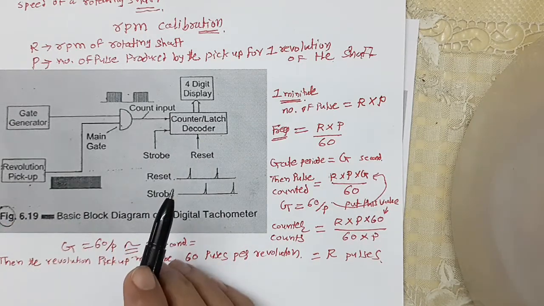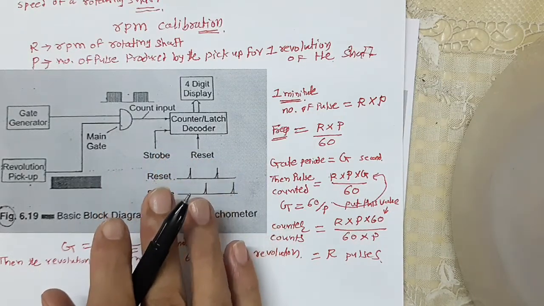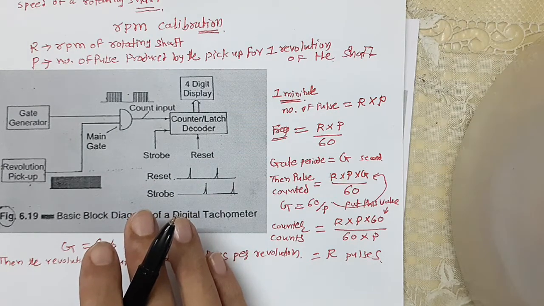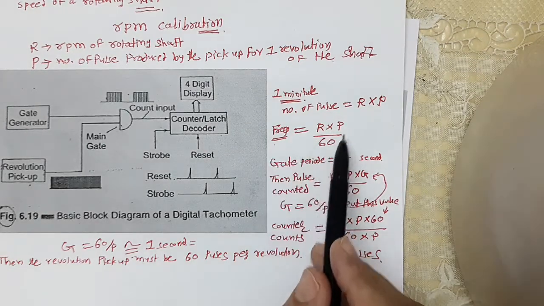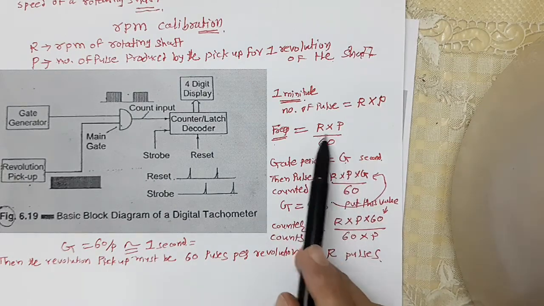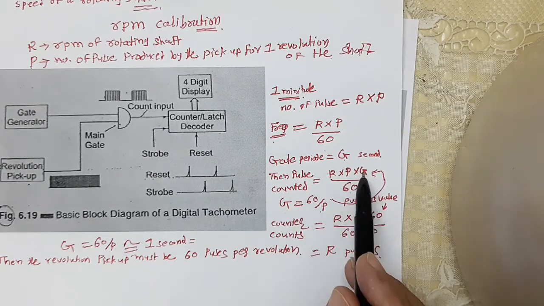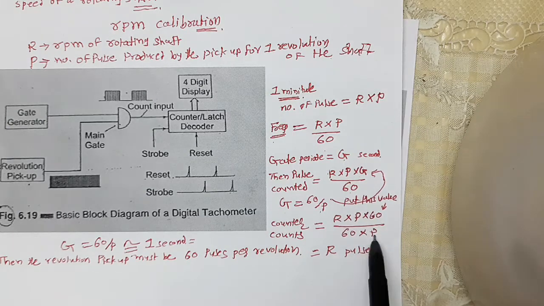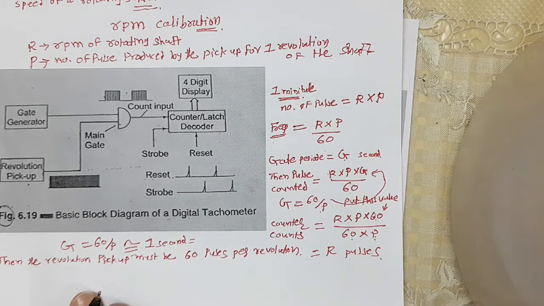So in this way we discussed the digital tachometer, with the help of which we can measure the speed of a rotating shaft. The frequency is R into P upon 60, the gate period is G, and G is equal to 60 upon P. So R into P into G upon 60, putting the value of G as 60 upon P, gives R into P upon 60 times 60 upon P, and this is equal to R pulses. This completes the digital tachometer.